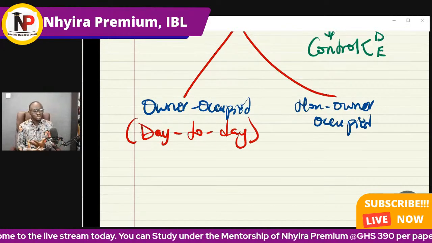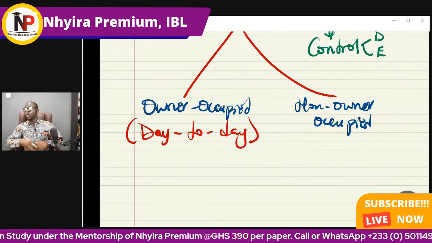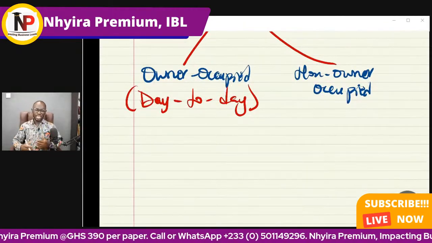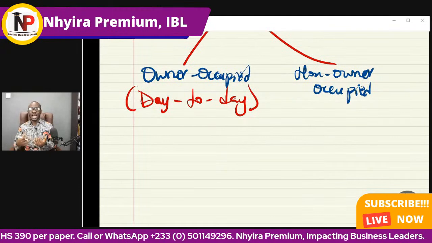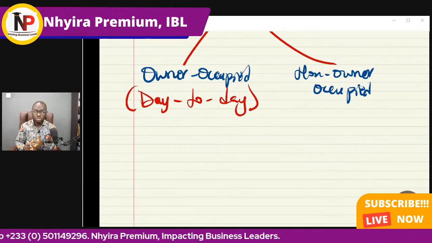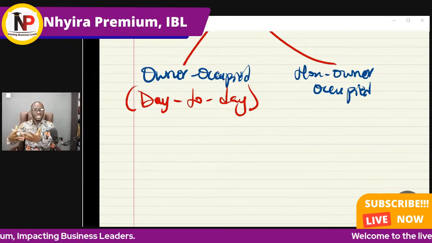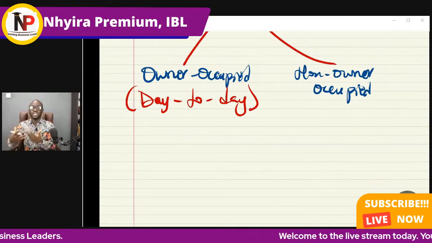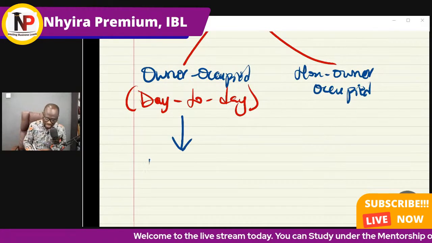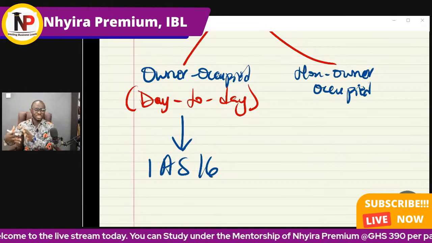So if we control the assets and we use them in the day-to-day running of the organization, they are called owner-occupied assets. For that reason, if we are using it for day-to-day running as an office space, as a showroom, as a warehouse, or even as a car park, or whatever it is, we are using the asset for our day-to-day activities, then we are going to be accounting for that asset in accordance with IAS 16, property, plant, and equipment.